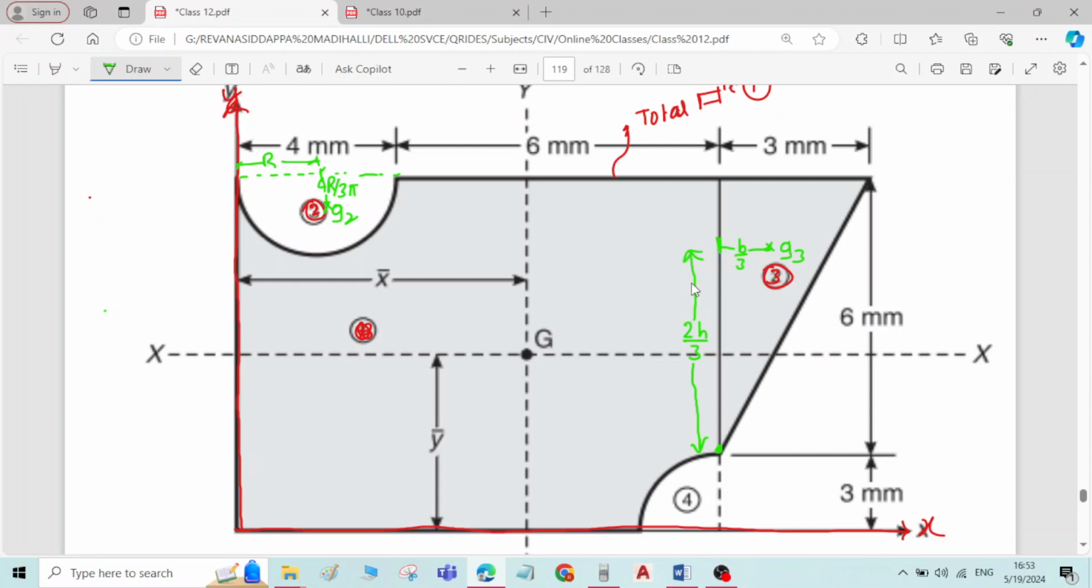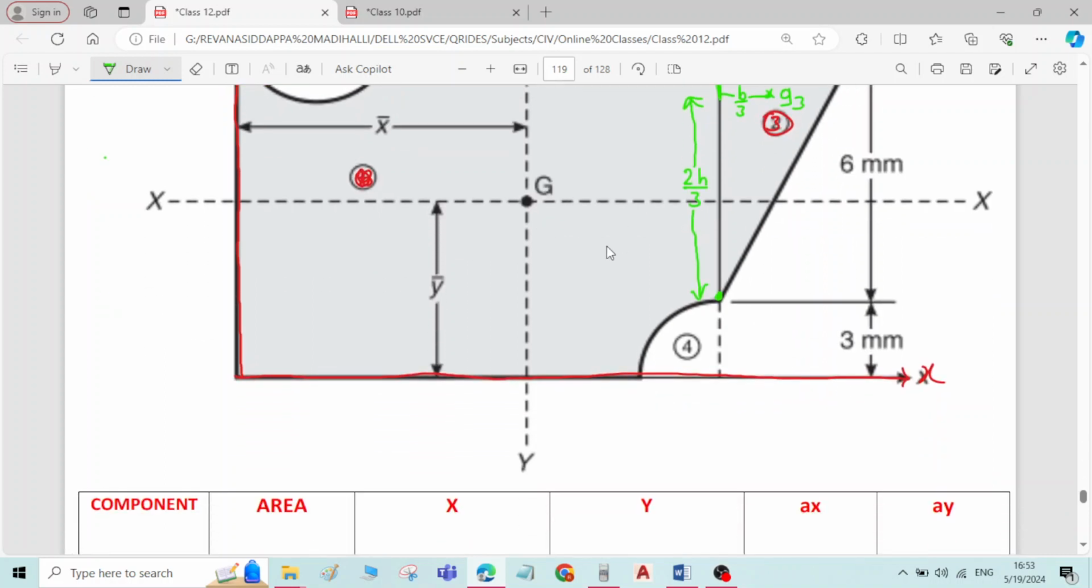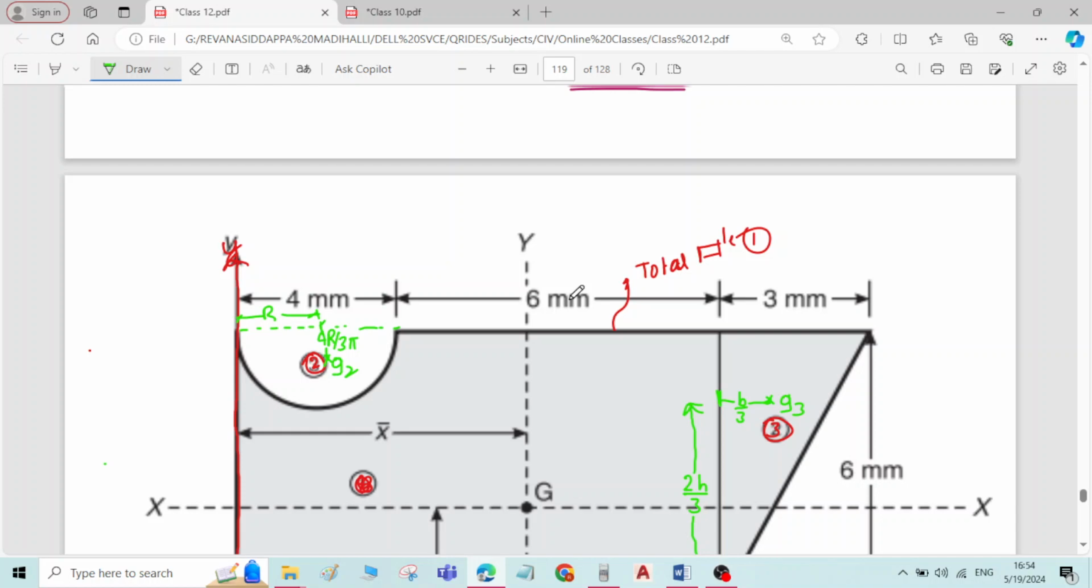Okay, then for this quadrant of the circle, if I take G4 as centroid from the center of the quadrant of the circle, it is 4r by 3 pi, and this distance is also 4r by 3 pi. Okay, now we will start doing the calculations.